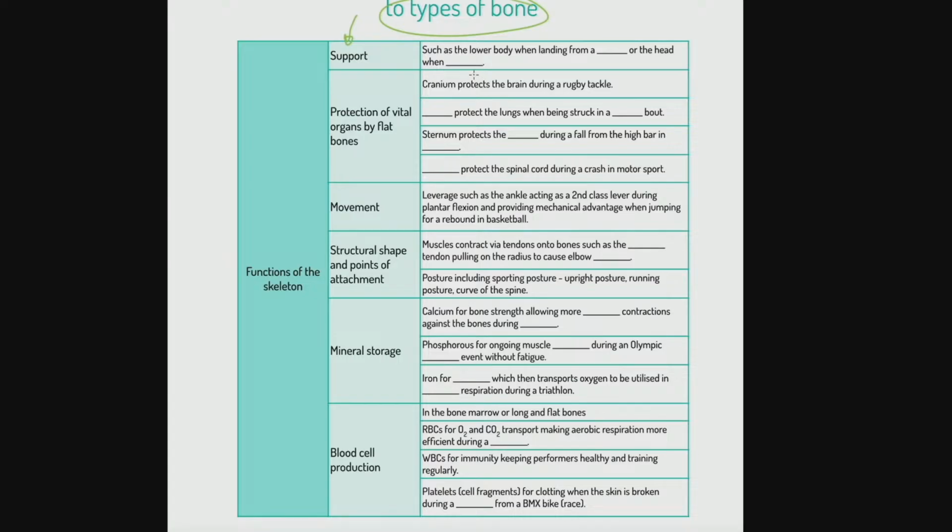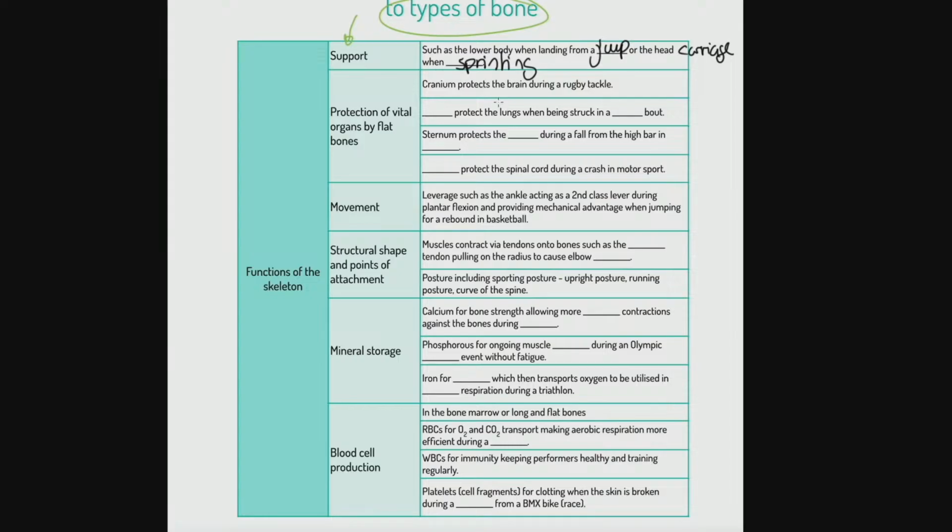So we have got here support. The skeleton provides support, such as the lower body when landing from, let's say, a jump. Okay, so if we land from a jump, or the head. I like to say the head carriage here when sprinting. Imagine you're sprinting and lots of forces are being applied. You've got to keep that head nice and still, supported. That's what we mean by that.